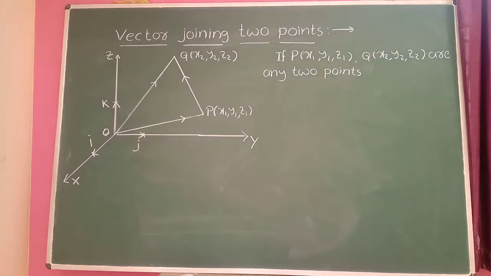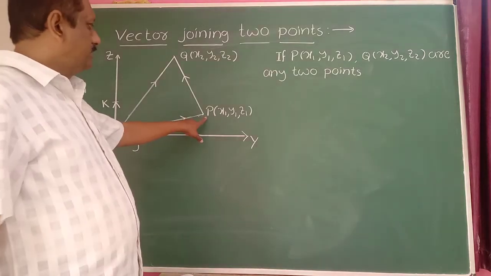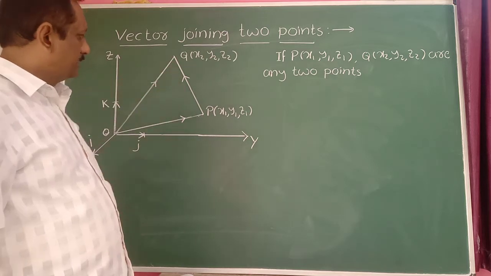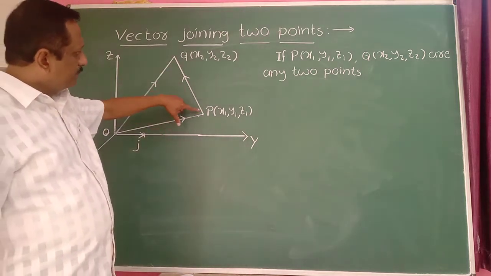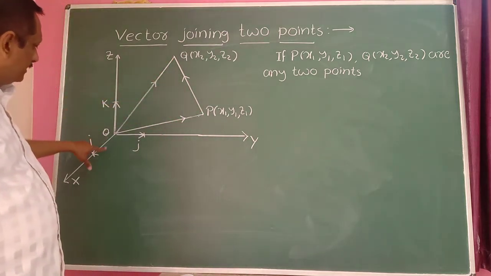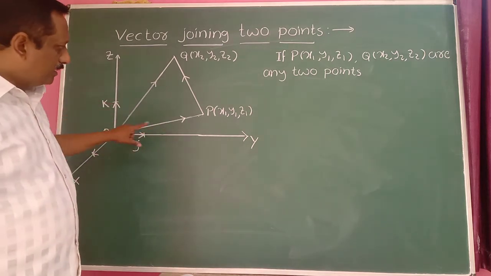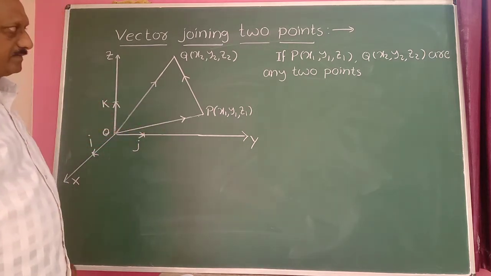So, the vector joining two points. Here P is (x1, y1, z1) and Q is (x2, y2, z2). These are the two points here. We want the vector PQ. Who is the origin here? I, J, K are the unit vectors along the x-axis, y-axis and z-axis.